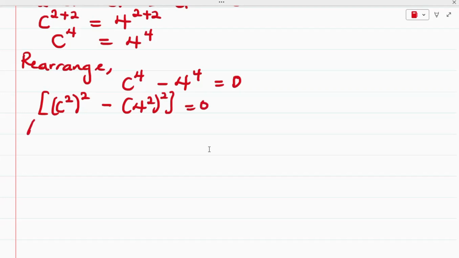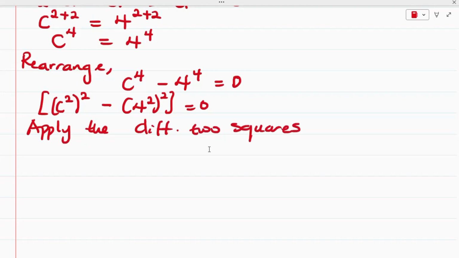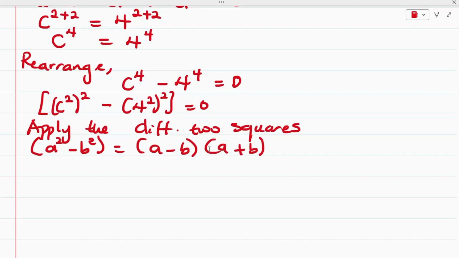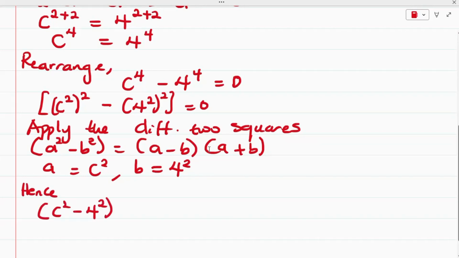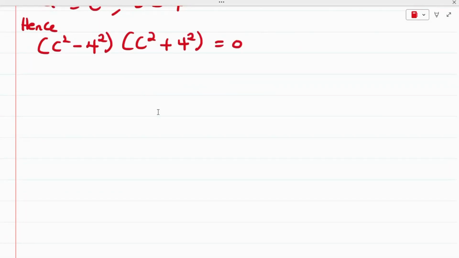Alright, so this we want to simply apply the difference of two squares. So applying the difference of two squares, that states that if we have a squared minus b squared, this is equal to a minus b into a plus b. So applying this right here, we have that a is equal to c squared and b is equal to 4 squared. So hence this becomes c squared minus 4 squared into c squared plus 4 squared, and this is equal to 0. And this implies that c squared minus 4 squared is equal to 0 and c squared plus 4 squared is equal to 0.